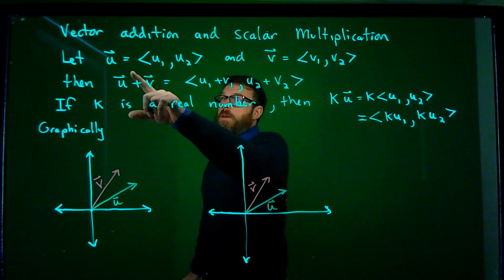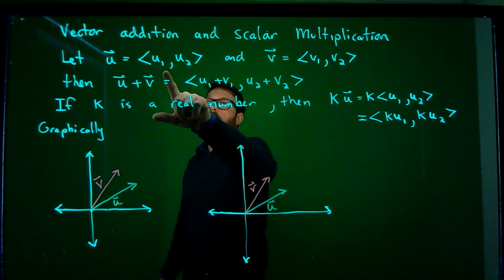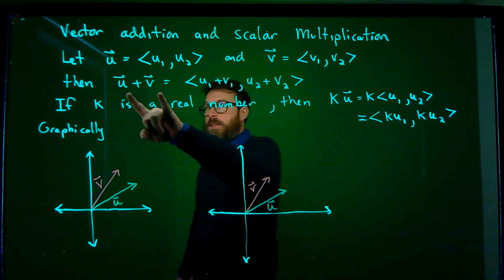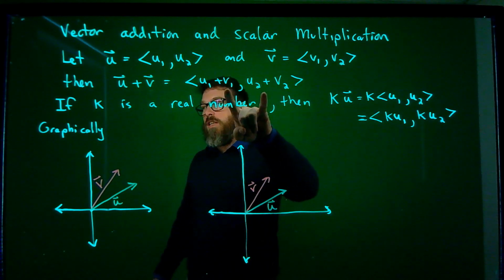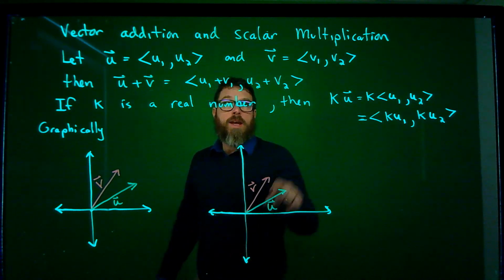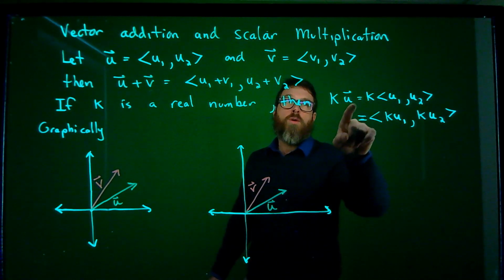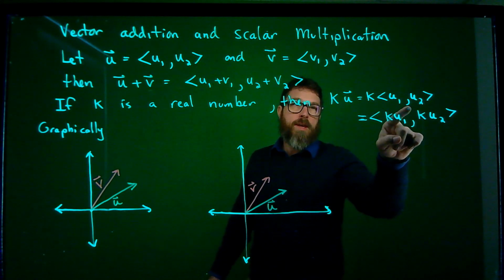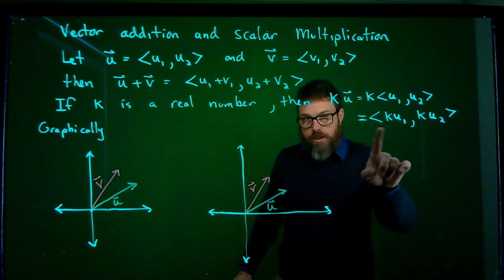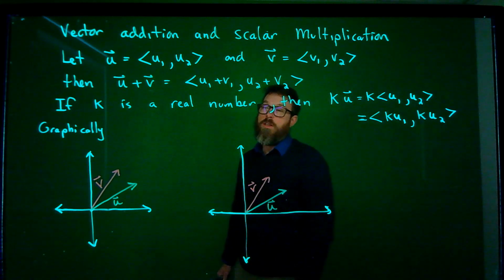So if u is the component form u1 comma u2, and v is the component form v1 comma v2, then the addition of the 2 vectors is really just the addition of the corresponding components. Now if k is a real number, then k times vector u, or k times the component form of u, is, well, what happens is you multiply k to each one of the components. It looks like it distributes to the components here because that's what it does.